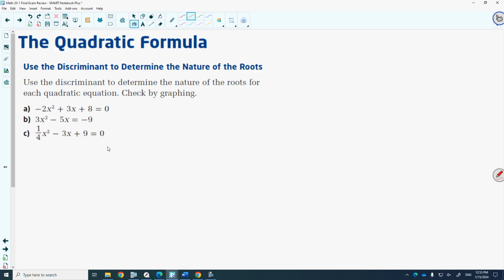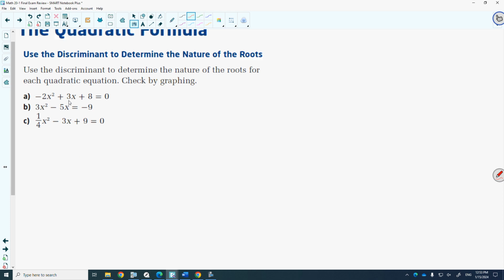Okay, so without even graphing these, we'll be able to figure out just by calculating the discriminant which one of these is going to have two x-intercepts, which is going to have one x-intercept, and which will have none. So what we need to do is write your a value, your b value, and your c value. So this first equation, a is negative 2, b is 3, c is 8. The discriminant is b squared minus 4ac. So 3 squared minus 4, a is negative 2, c is 8.